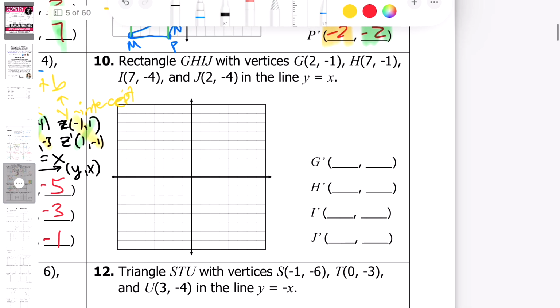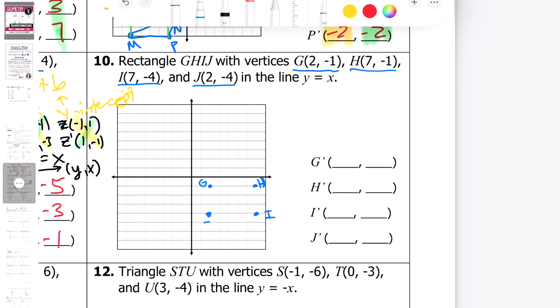If we scooch over to number 10, let's go ahead and graph number 10. So we're going to graph our rectangle. So we have G is +2, -1. So there's G. H is +7, -1. Oh, weird H. So that's H. I is +7, -4. So 1, 2, 3, 4. So there's I. And then J is +2, -4.